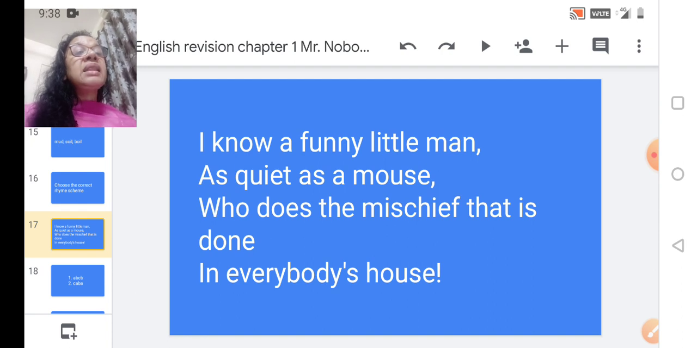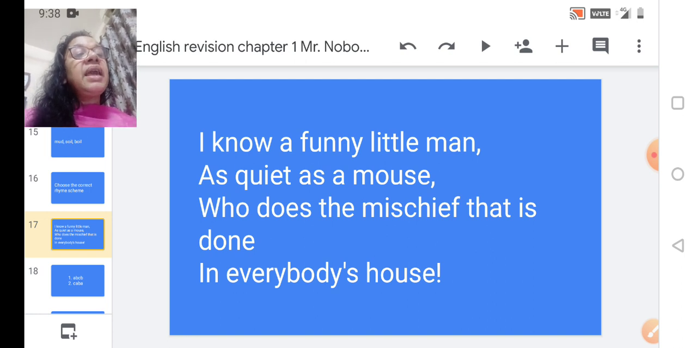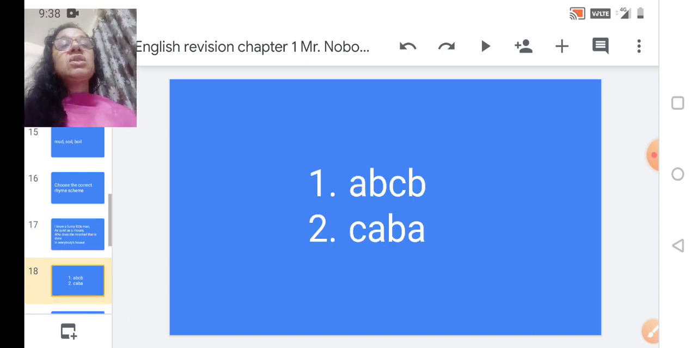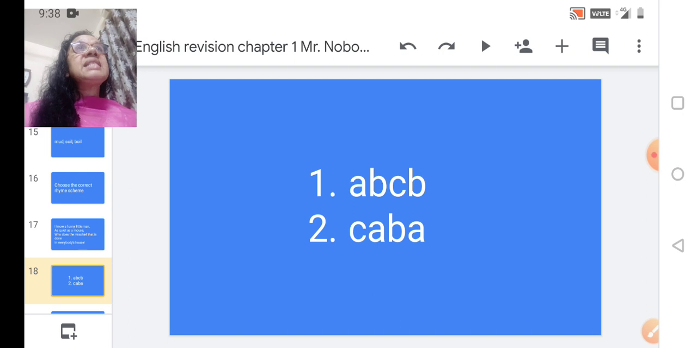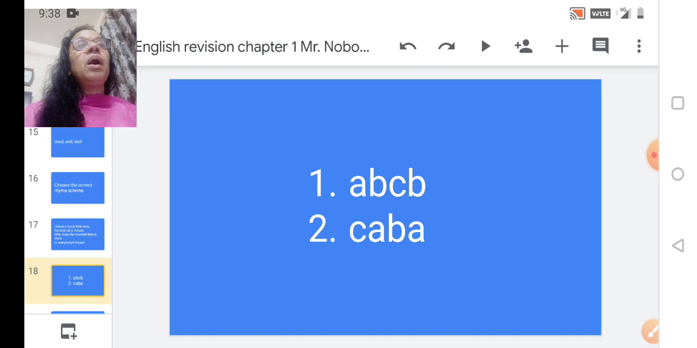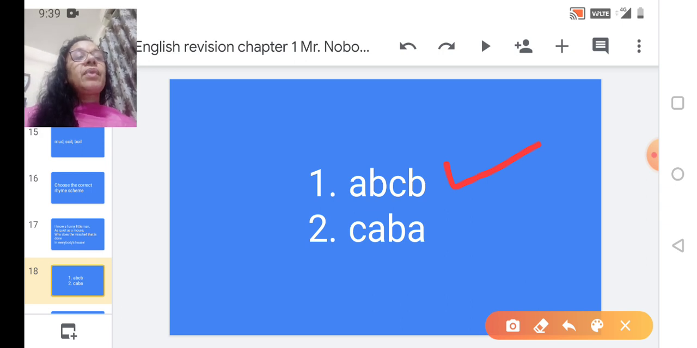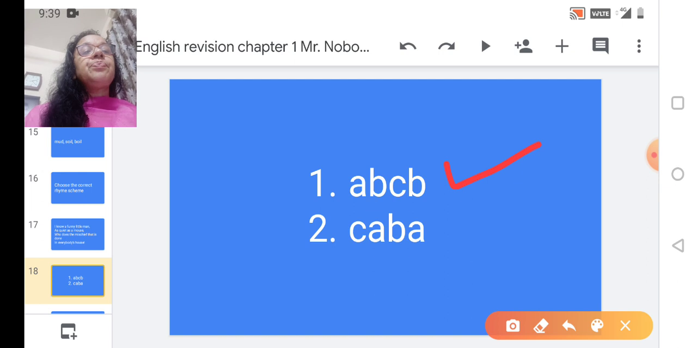Now the last word of the second line, mouse, and house, they rhyme with each other. So what will be the rhyme scheme, students? It should be A, then B, then C, and again B. So A, B, C, B. Let us see whether we have this A, B, C, B. So which is the correct option? We are choosing option number 1. So the correct rhyme scheme is A, B, C, B. I hope you are getting it, students.